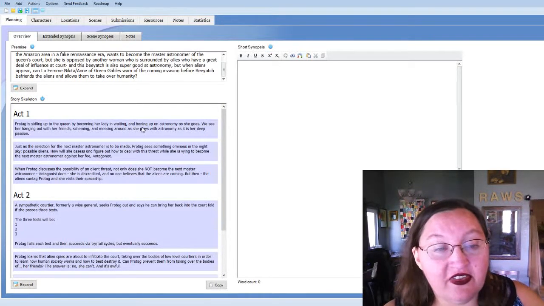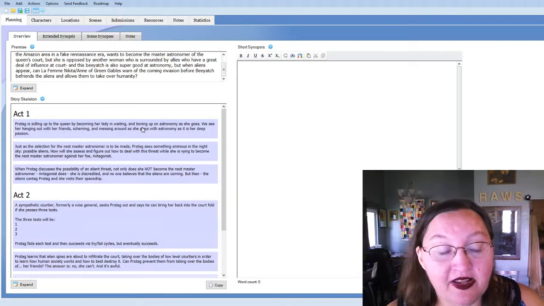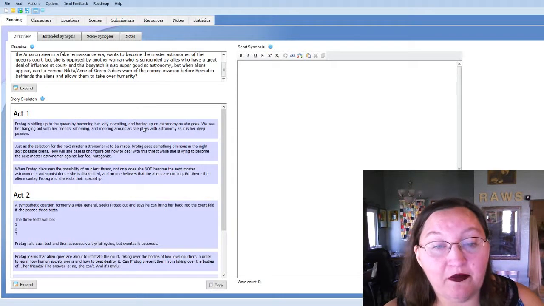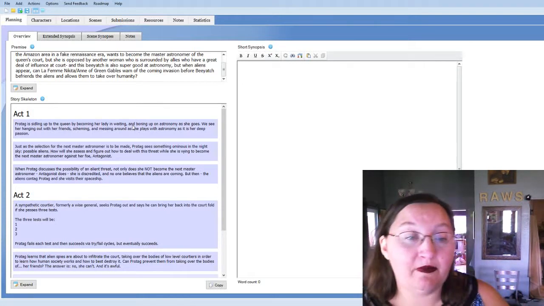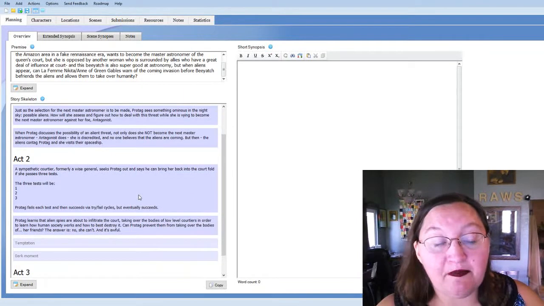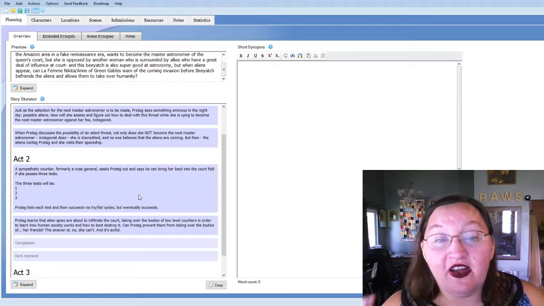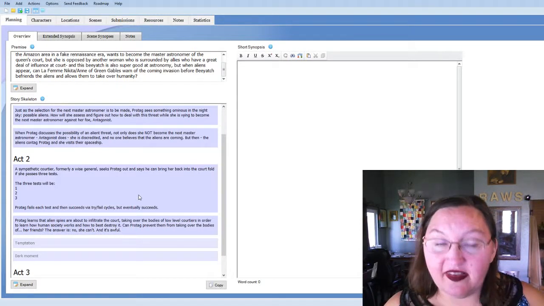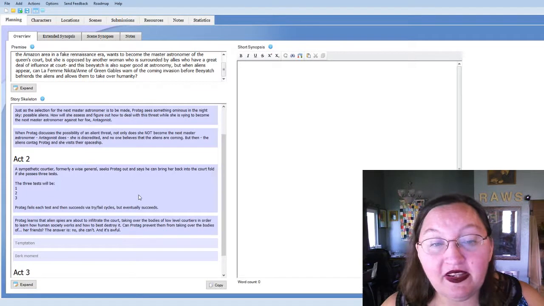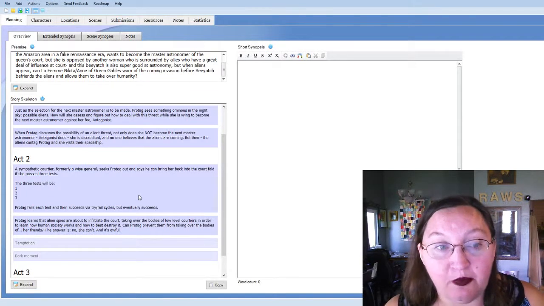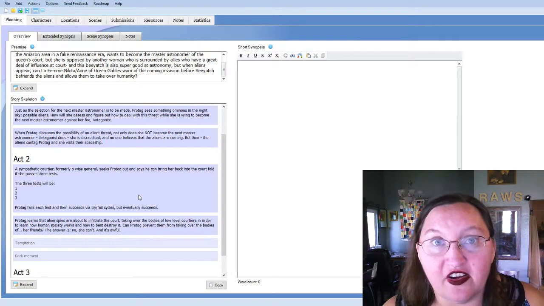Just as the selection for the next master astronomer is about to be made, Protag sees something ominous in the night sky, possible aliens. How will she assess and figure out how to deal with this threat while she is vying to become the next master astronomer against her foe, antagonist? When Protag discusses the possibility of an alien threat, not only does she not become the next master astronomer, antagonist does, she is discredited, and no one believes that the aliens are coming. But then, the aliens contact Protag, and she visits their spaceship.